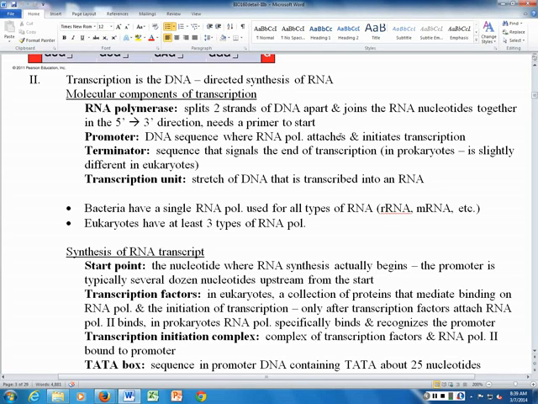So your promoter is going to be the DNA sequence where the RNA polymerase is going to attach and initiate transcription. So it's going to help in the regulation of it. It also has to have a primer where it starts reading. Just like with your duplication, needing to have primers, you have to have primers to get everything started. The terminator is going to be the signal sequence at the end that's going to tell it when to stop. There's a little bit of a difference in the way they do the terminators in prokaryotes and eukaryotes. So your transcription unit is that stretch of DNA that's going to be transcribed into the RNA.